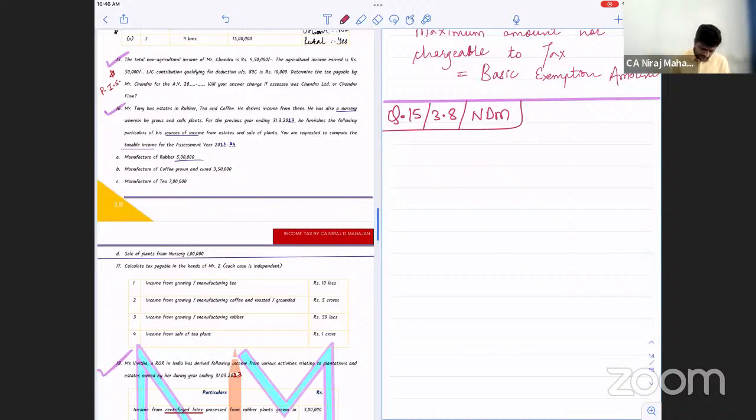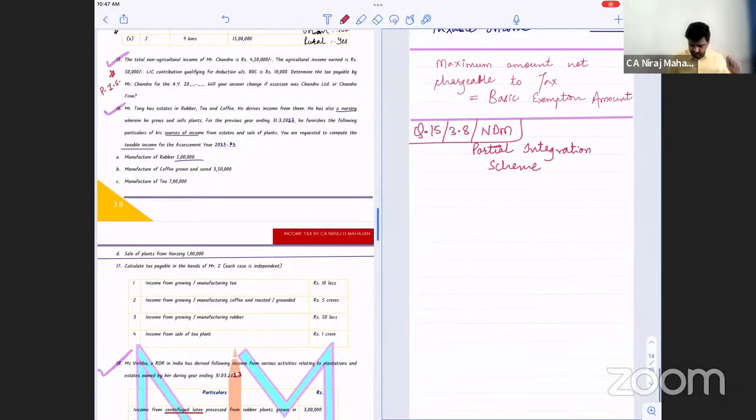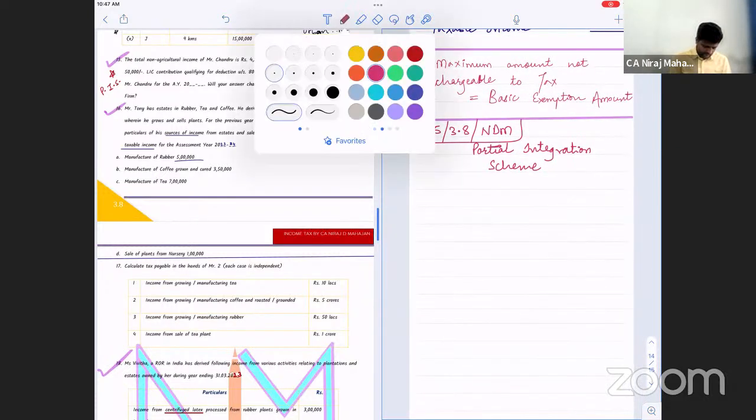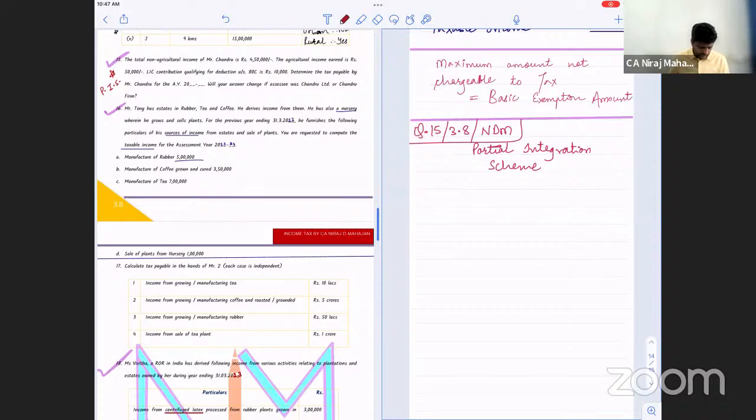Okay. I'm writing a partial integration scheme, because your notebook will be filled with 200, 300 pages minimum. So you need to know when I want to revise which question is for which type. Okay. Ready? Sure. Let's go to the question now.